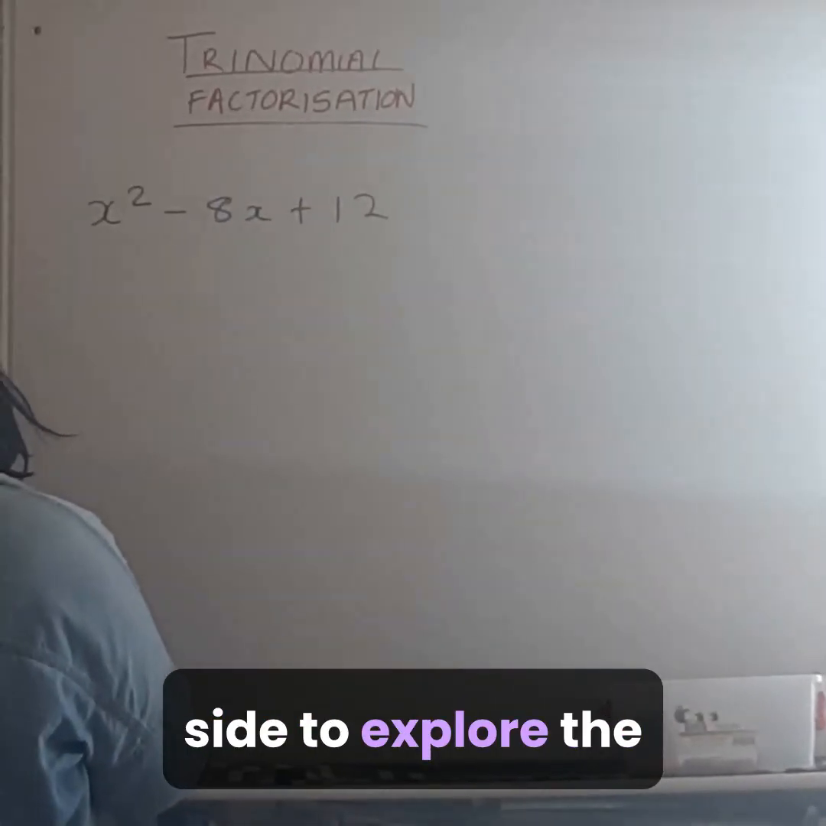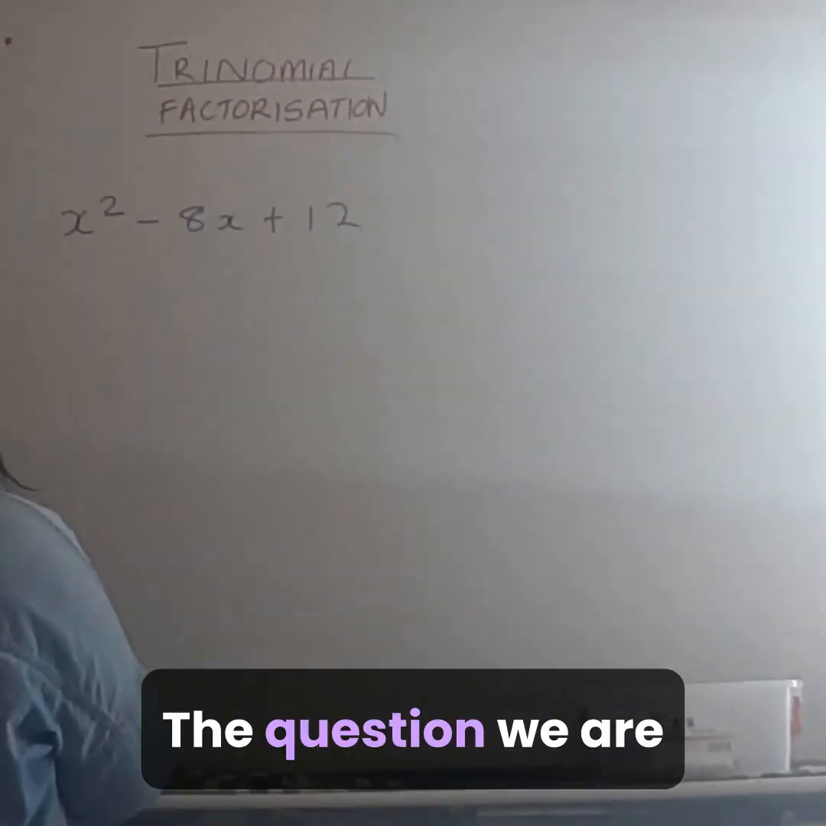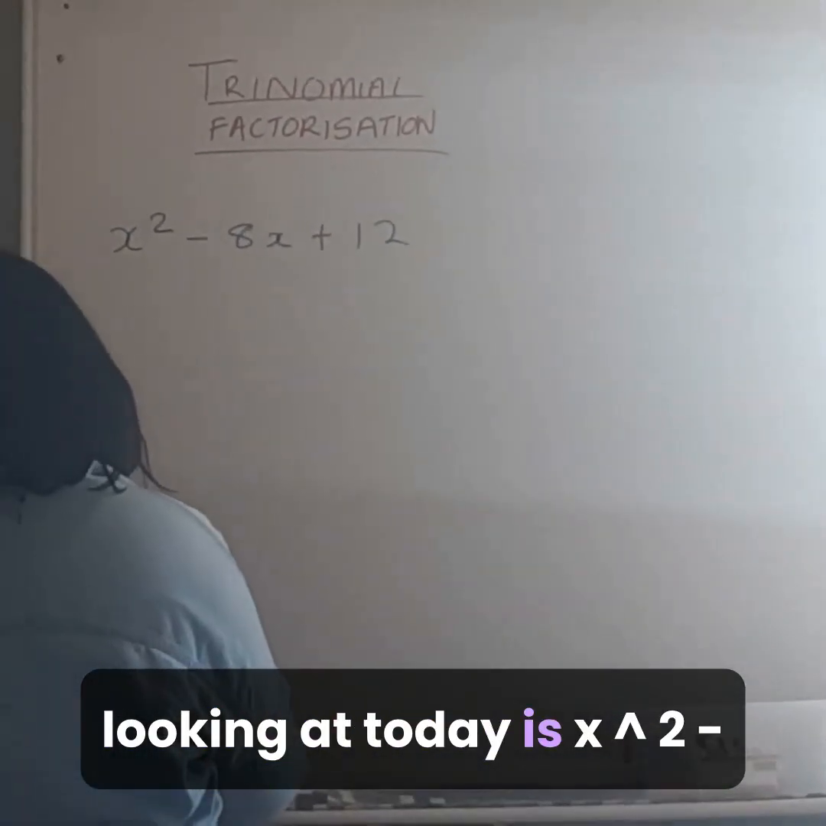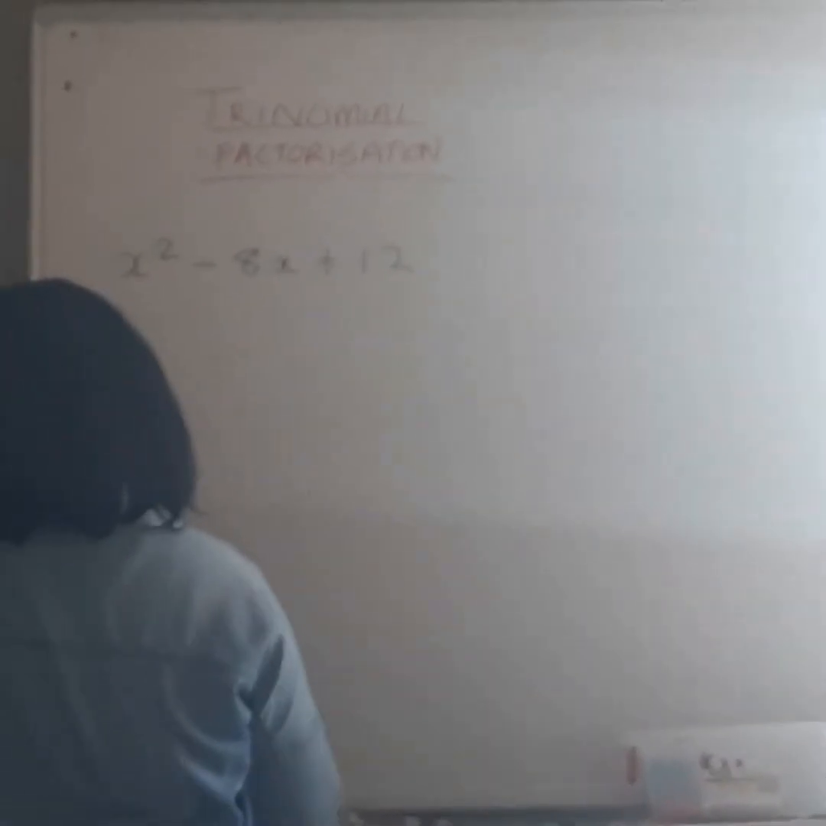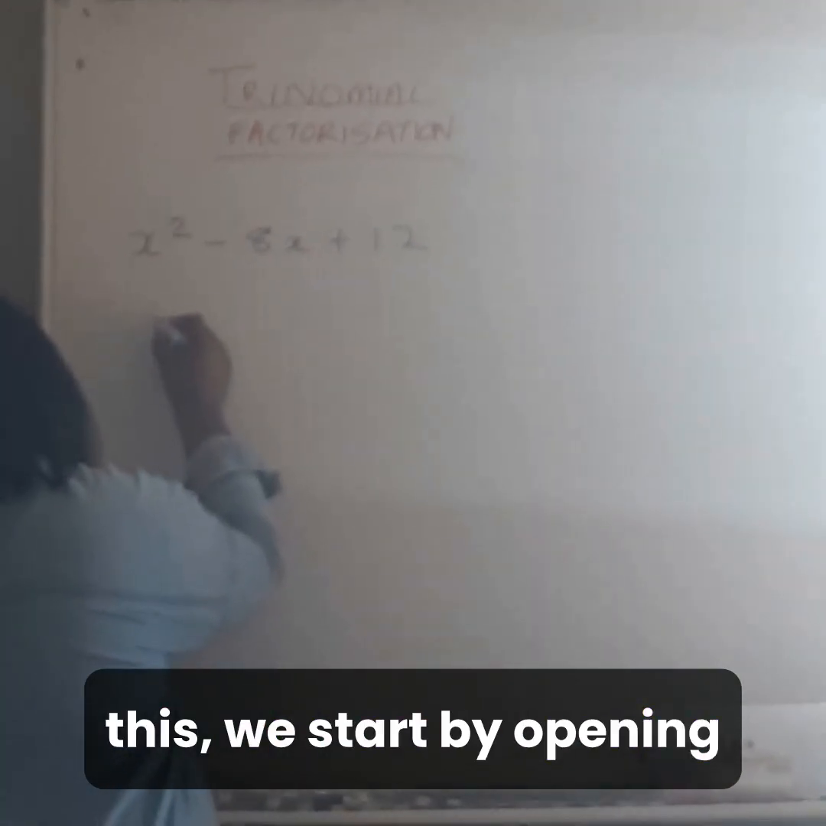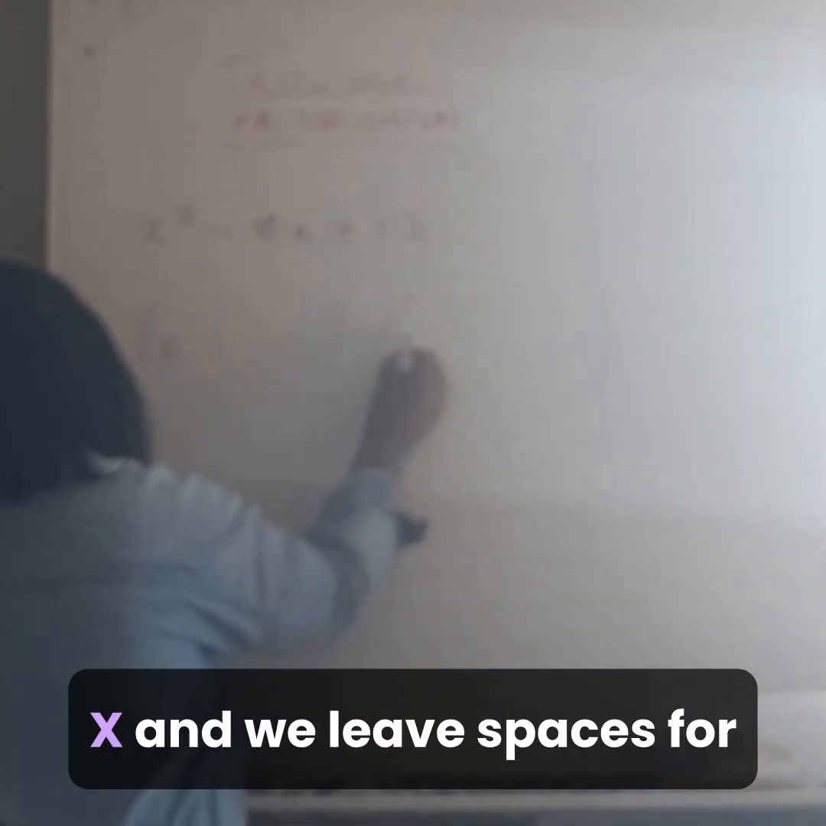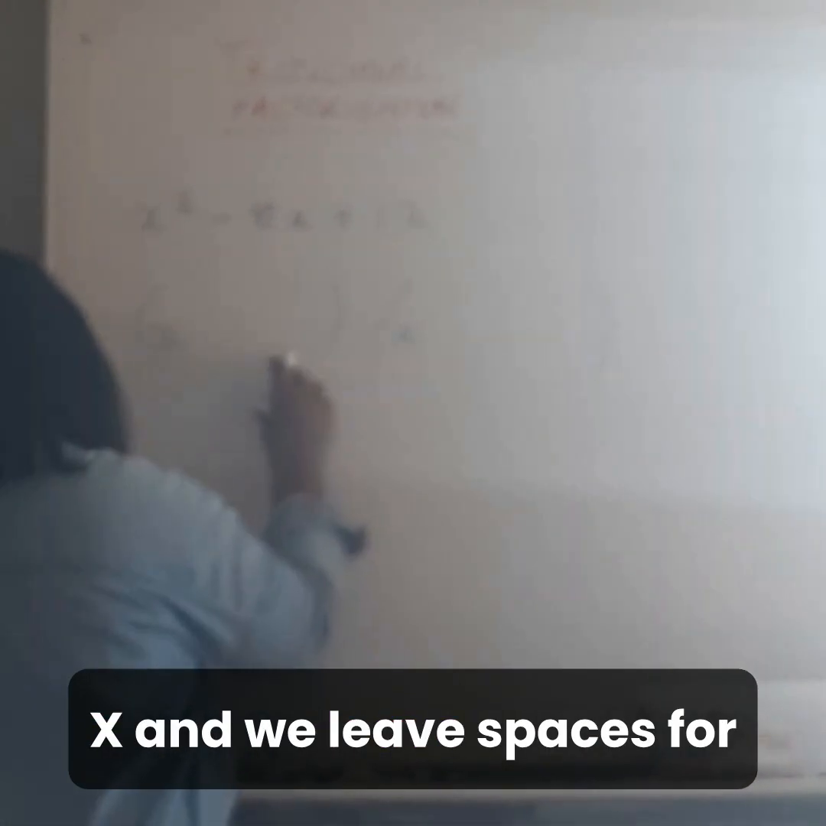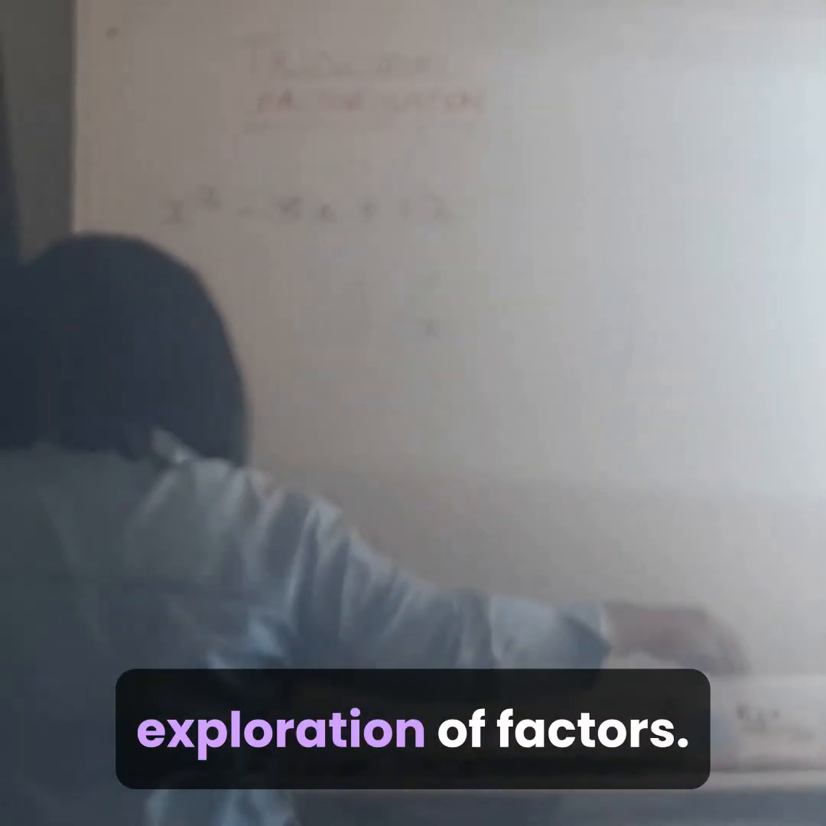Come alongside to explore the trinomial factorization with me. The question we are looking at today is x squared minus 8x plus 12. In order to factorize this, we start by opening two brackets and we place an x and an x, and we leave spaces for the factors. Now we move on to the exploration of factors.